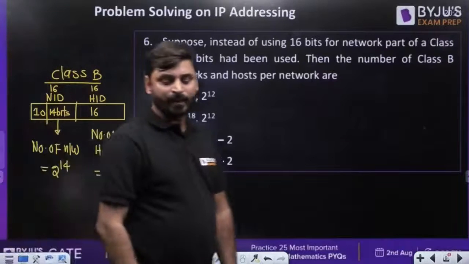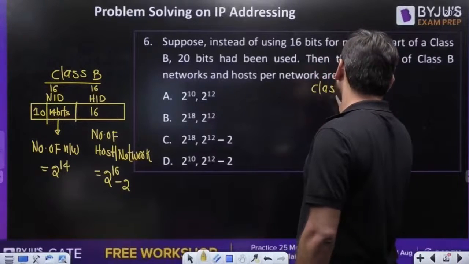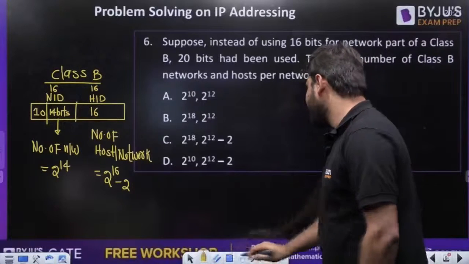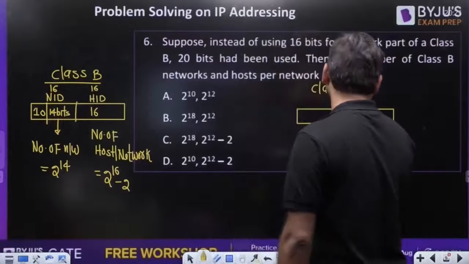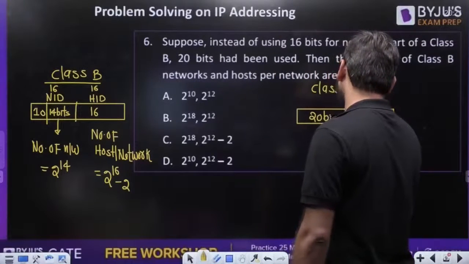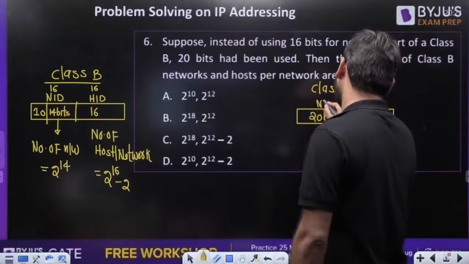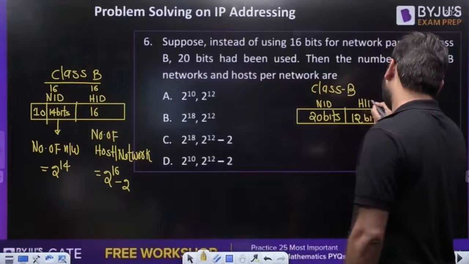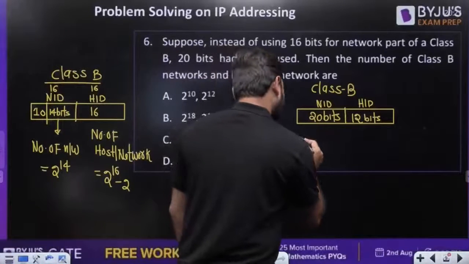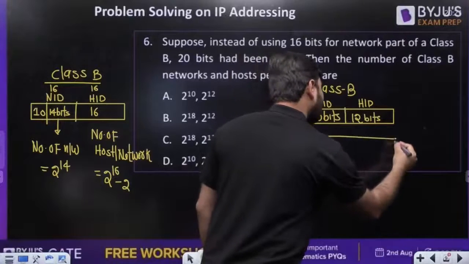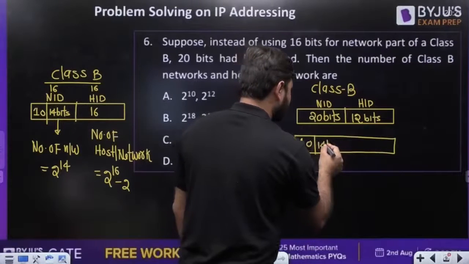We already studied this. But what they are saying is that we are not using 16 bits. We are using 20 bits for the network ID, so the remaining 12 bits represent the host ID. But in class B, 2 bits are already fixed, 1 0. So how many remaining bits here? Sorry, with 2 bits fixed, the remaining bits in the network ID are 18.